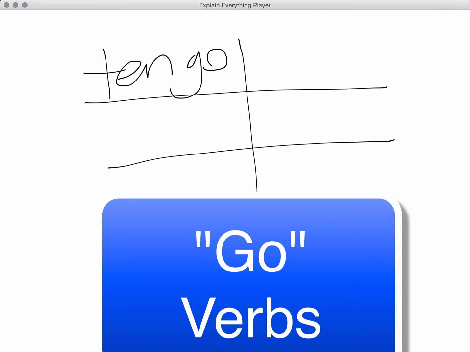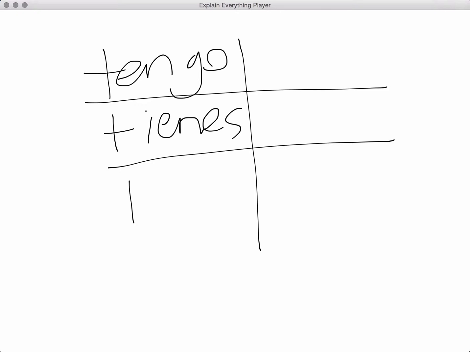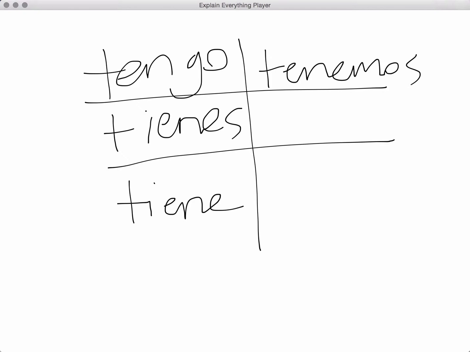Next, for the tú form, it's going to be tienes, then tiene, then tenemos, and then tienen.